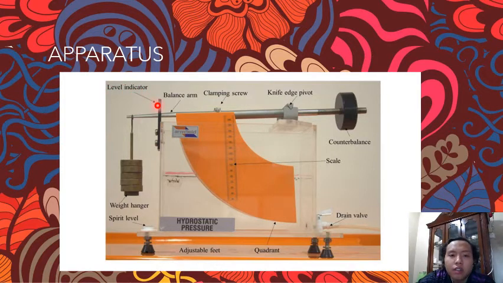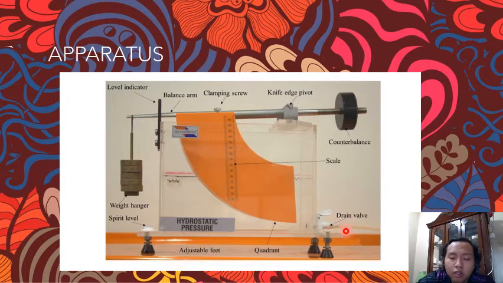This is the apparatus, and this is the level indicator. This is the balance arm, clamping screw, knife edge pivot, counterbalance, and scale. The scale is for the measurement and to record the data. This is the weight hanger to hang the weight.